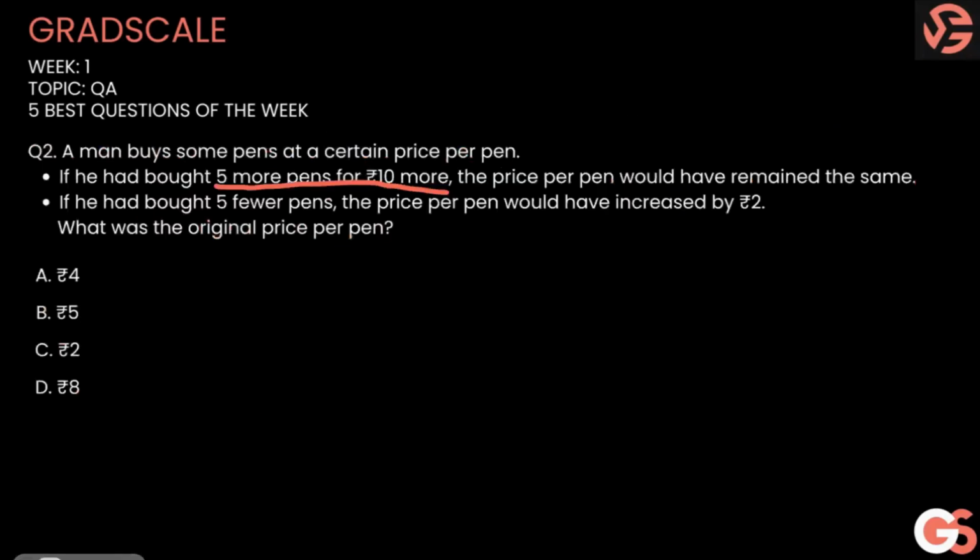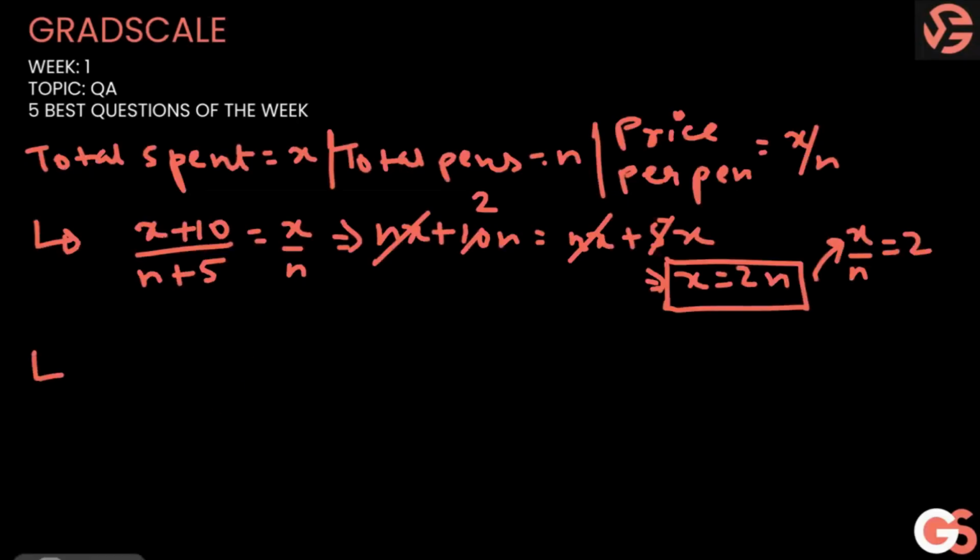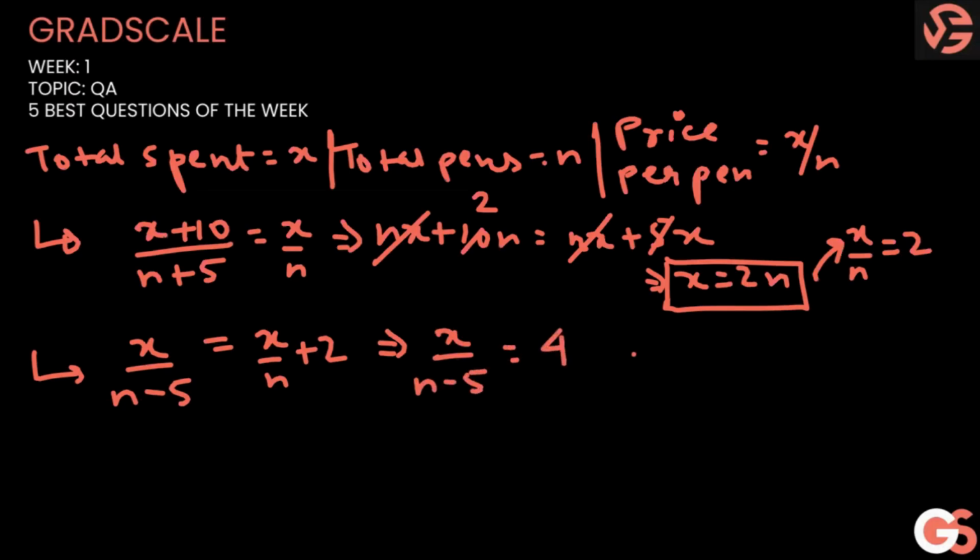But for sanity, let us solve that as well. If he had bought 5 fewer pens, the price per pen would have increased by rupees 2. That means, I'm going to write it this way. X by n minus 5 is equal to x by n plus 2. We know x by n is equal to 2 itself. So that means x by n minus 5 is equal to 4, which is x is equal to 4n minus 20. Now x is equal to 2n. So that means 2n is equal to 4n minus 20. n is equal to 10.